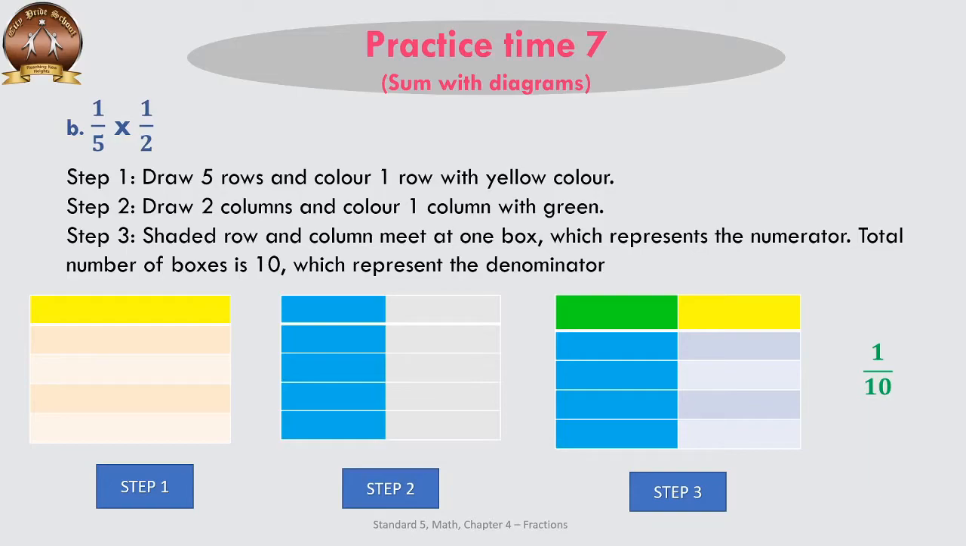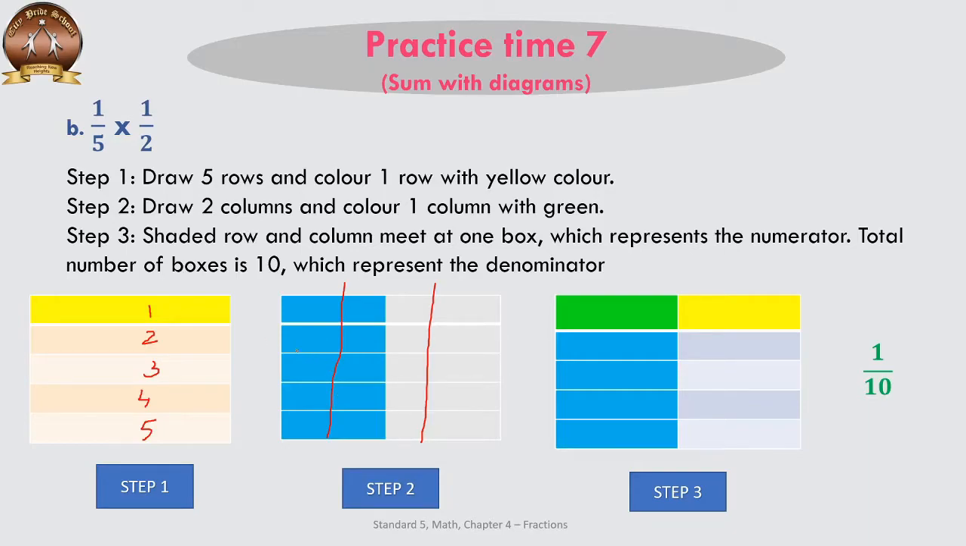Let us consider the first fraction to be one complete figure with 5 rows, and the second fraction to be one complete figure with 2 columns. In the first figure, you can see there are 5 rows: 1, 2, 3, 4, and 5. One of the rows is colored yellow. In the second figure, there are 2 columns. This is one column and this is the second column. The first column is colored blue.